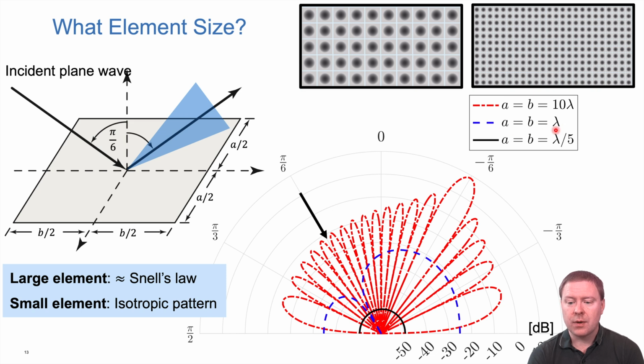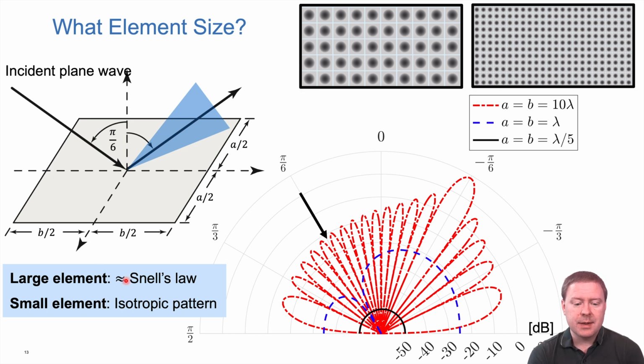If you make the surface smaller, so lambda by lambda, we get this blue shape, and we see that there is not much power going back towards the direction that the signal arrived from, but it spreads out in the other plane quite a lot. And if you make the surface even smaller, so 1/5 of the wavelength times 1/5 of the wavelength, you get this black curve here, which is almost circular, which tells us that the signal is coming from one angle and then just spreads out in all angles.